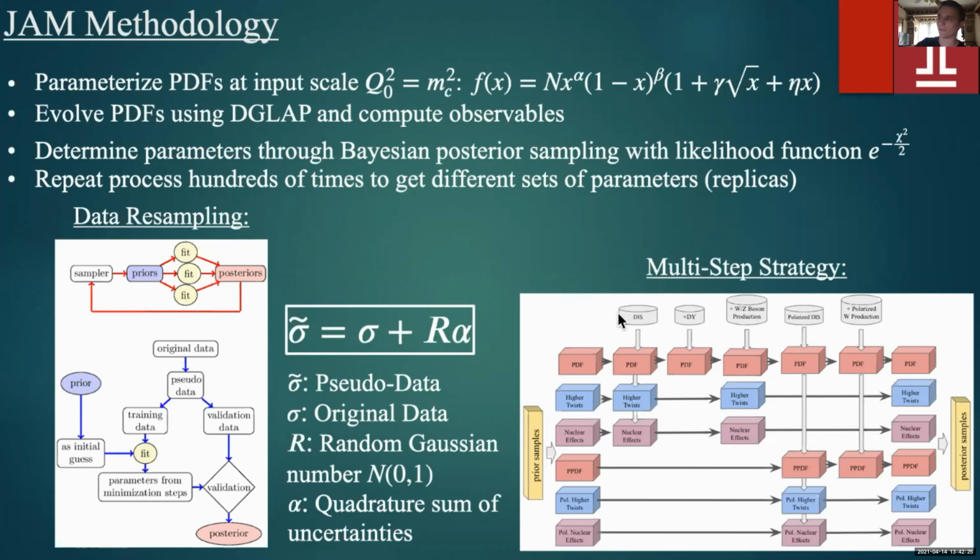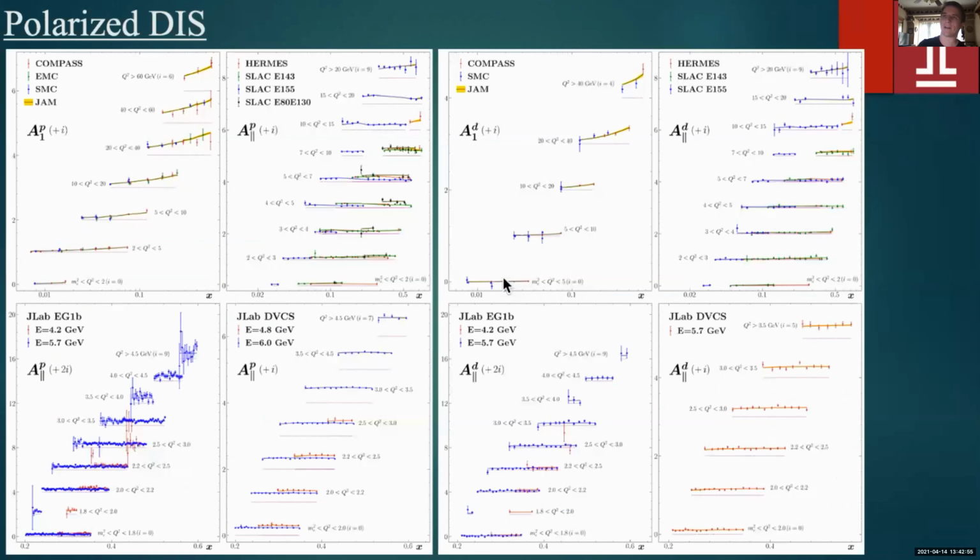We start with the simplest case, which would be just deep inelastic scattering data and PDFs. Then in subsequent steps, we start adding more data, such as W production or Drell-Yan in the unpolarized case. We add more and more distributions as time goes on. Then in the end, we fit it all simultaneously, and those final parameters are taken as the final sample. So that's our methodology that allows us to fit all of this data.